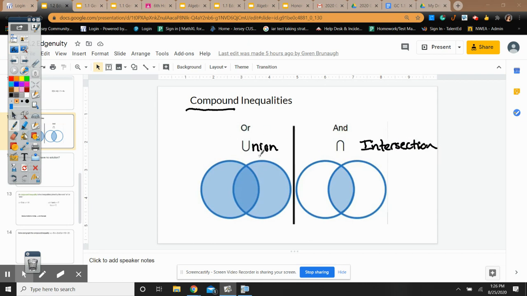And union is an or statement, which puts everything together, and an intersection is only what they have in common. So those are the types of inequalities we're going to look at for the compound inequalities: ors and ands. I do have some life hacks to help you remember this as we go on.